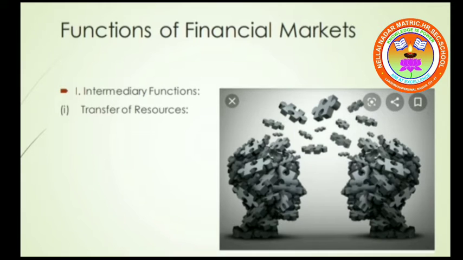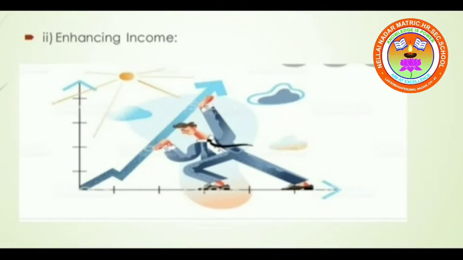Now we'll start the intermediary function. We'll discuss one by one. Transfer of resources. Financial market facilitates the transfer of real economic resources from lenders to ultimate borrowers. Enhancing income. Financial market allows lenders to earn interest or dividend on their surplus investable funds and thus contributes to the enhancement of the individual and the national income.